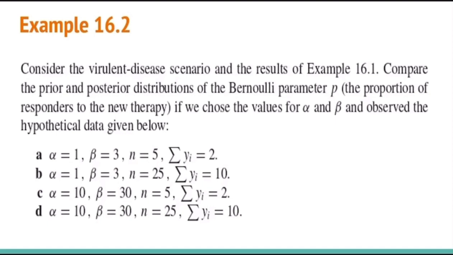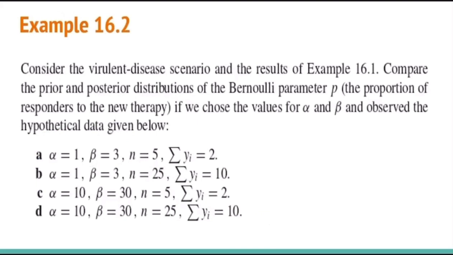When alpha equals 1, beta equals 3, n equals 5, summation y equals 2, of course, this is going to give us the opportunity to compare the prior distributions with the posterior distributions, and to justify that Bayesian inference works. We're going to see the shape that comes out, and whether it is going to spread out or shrink in. So we are actually going to see that right now.